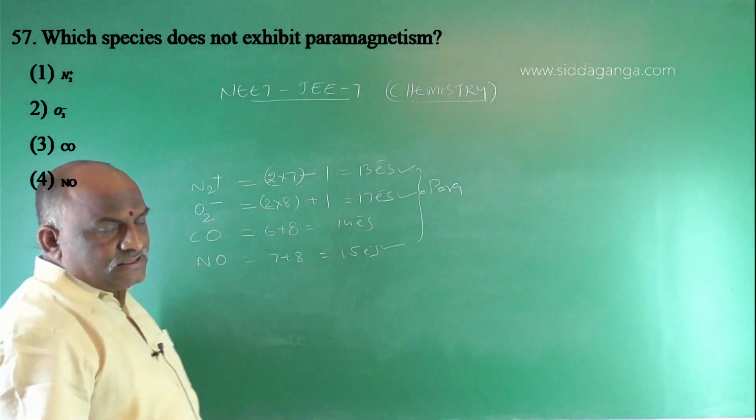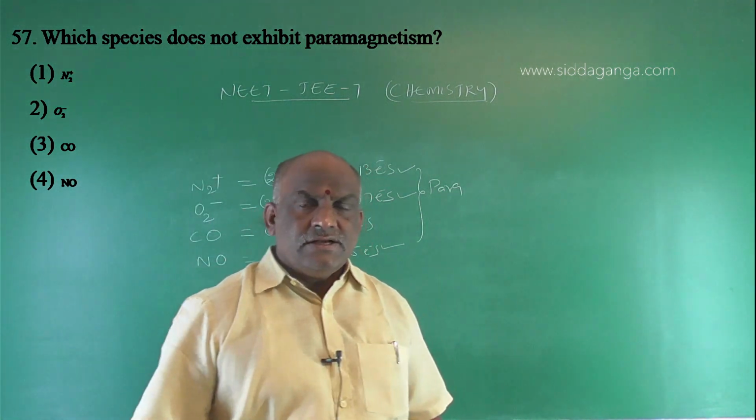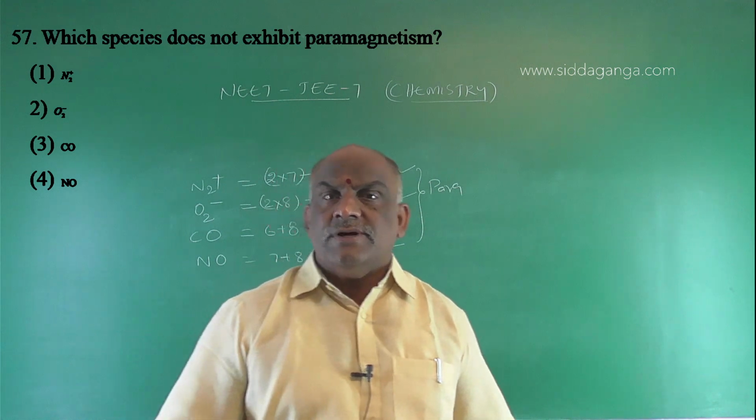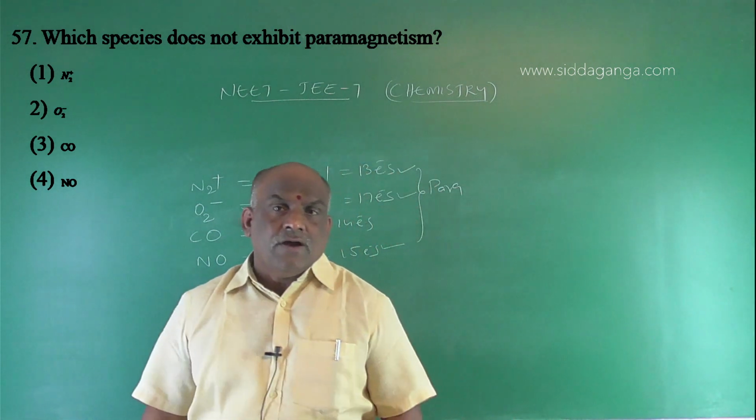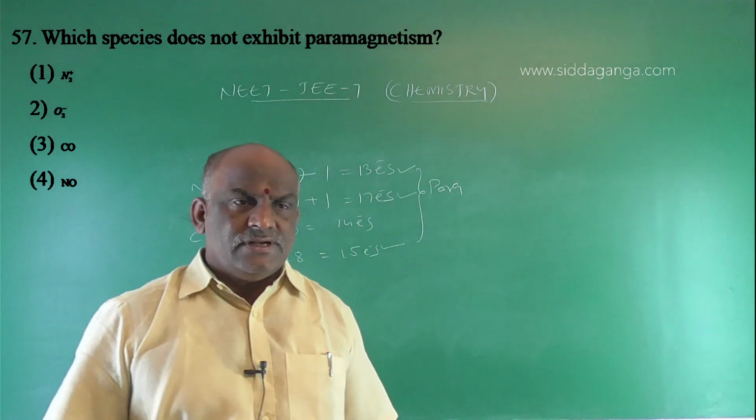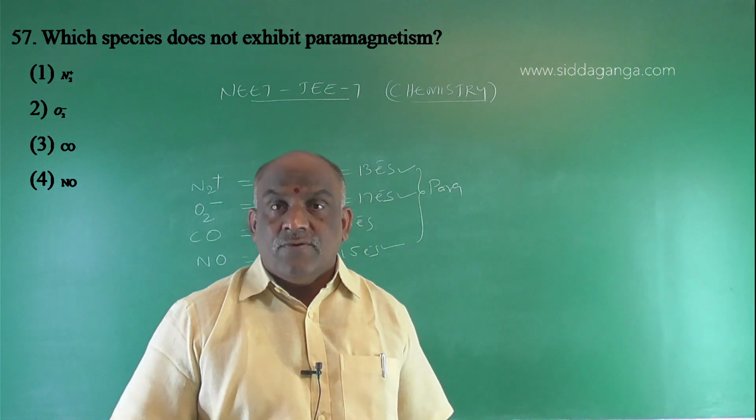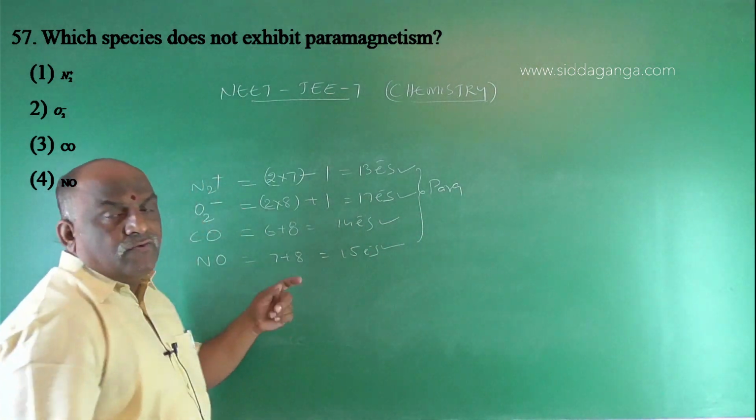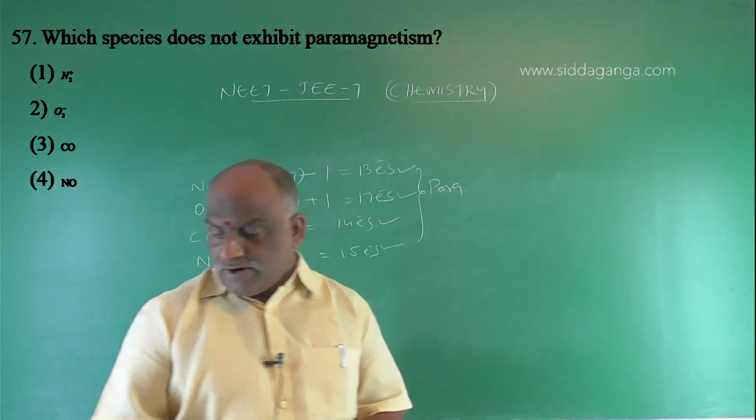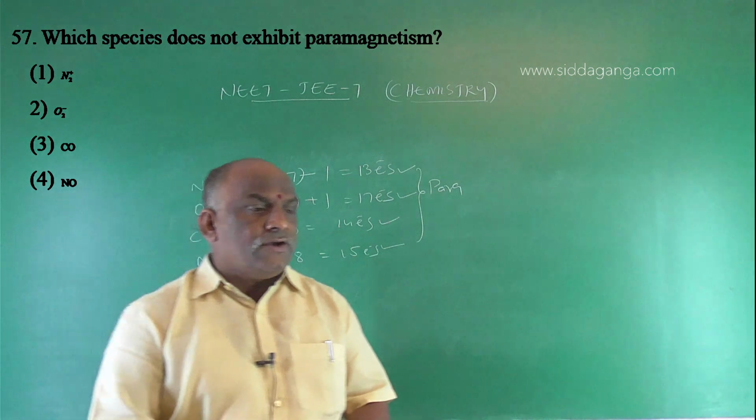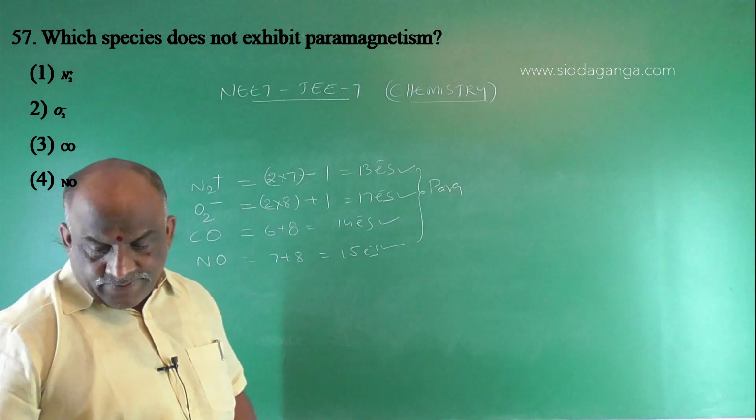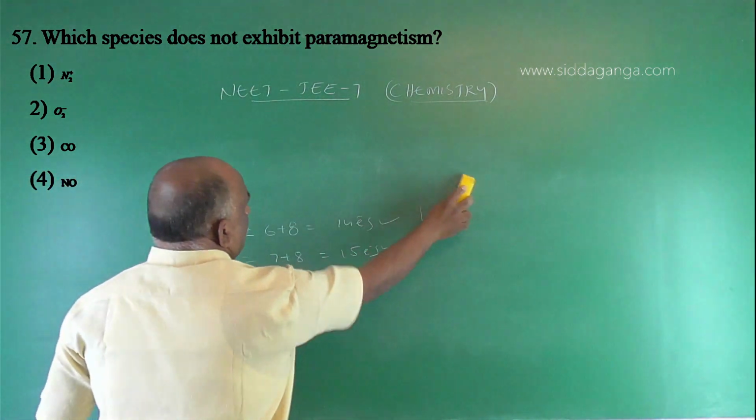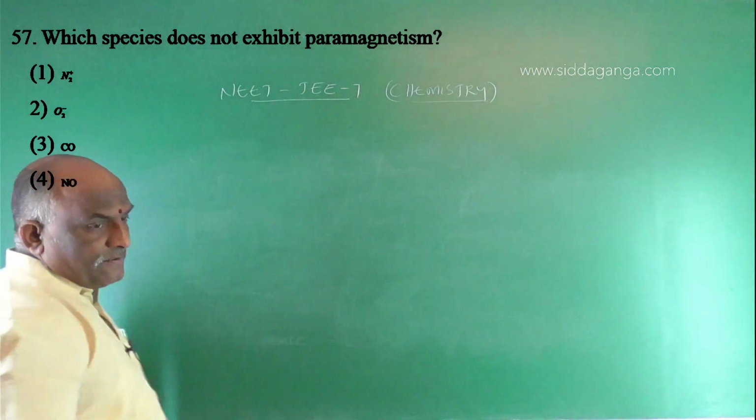One exception is oxygen. Oxygen has an even number of electrons, but it is still paramagnetic due to the presence of pi star 2px and pi star 2py having unpaired electrons. That is not really an exception according to MOT. So what will be the answer? CO. CO has 14 electrons, so CO does not exhibit paramagnetism. Answer 3 is right for this question. According to the number of electrons only we have to find the answer. Clear? And next one.